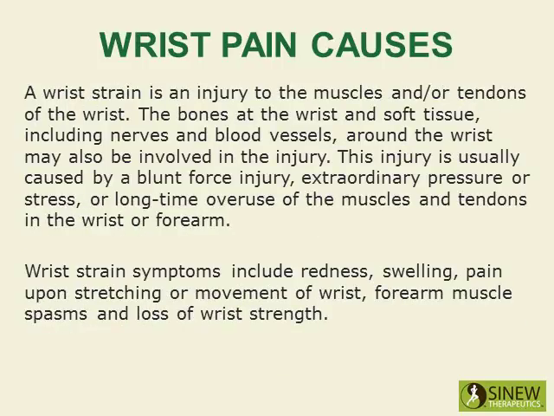A wrist strain is an injury to the muscles and/or tendons of the wrist. The bones at the wrist and soft tissue, including nerves and blood vessels, around the wrist may also be involved in the injury. This injury is usually caused by a blunt force injury, extraordinary pressure or stress, or long-time overuse of the muscles and tendons in the wrist or forearm. Wrist strain symptoms include redness, swelling, pain upon stretching or movement of the wrist, forearm muscle spasms, and loss of wrist strength.